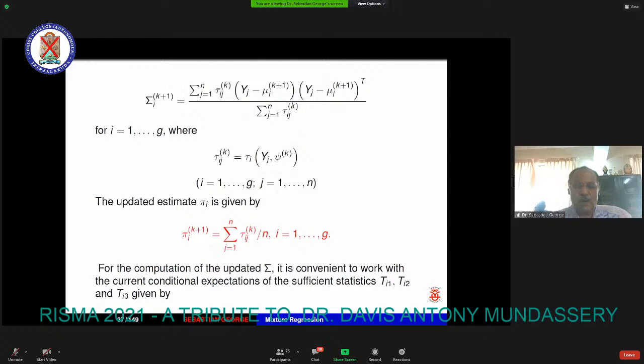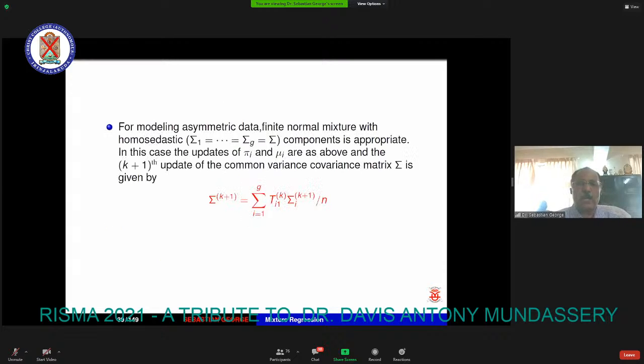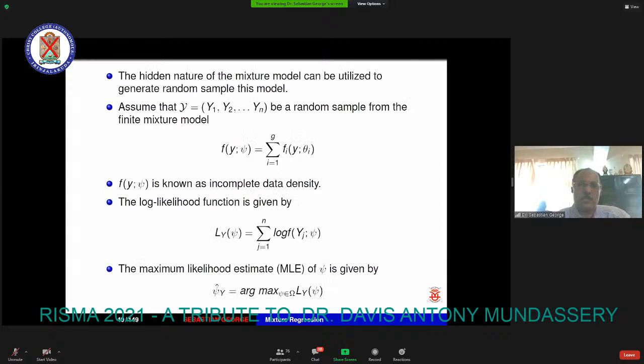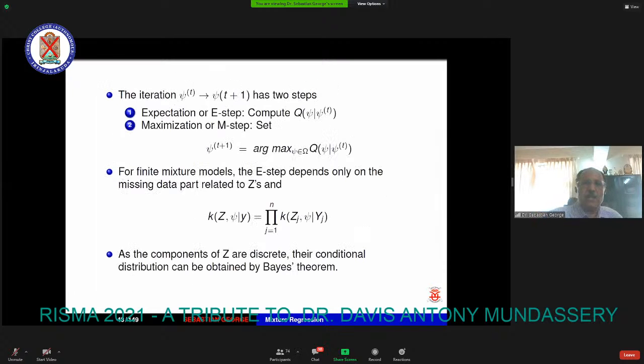the proportions, and you can continue that process to obtain the estimates of phi1, phi2 up to phi g minus 1, and the parameters of densities f1(y, theta), etc., fg(y, theta). So the maximum likelihood estimate, in principle, even though it is too tough to evaluate in the case of mixture, if you adopt the expectation maximization algorithm, then you can easily carry that out.